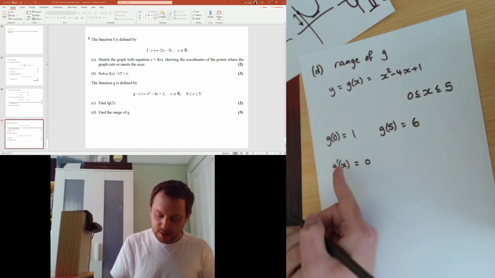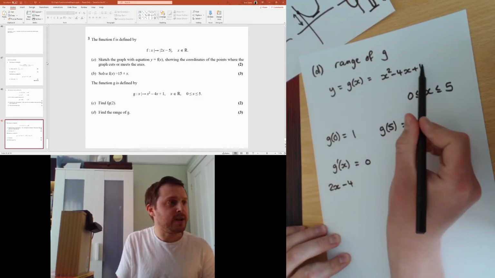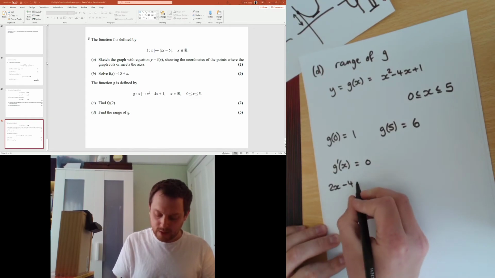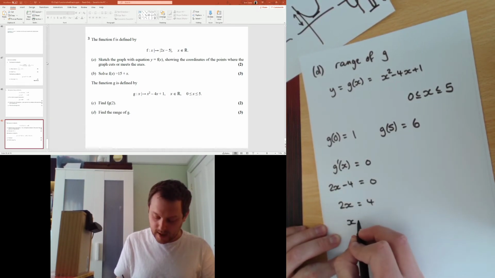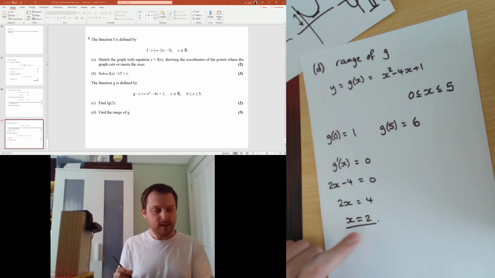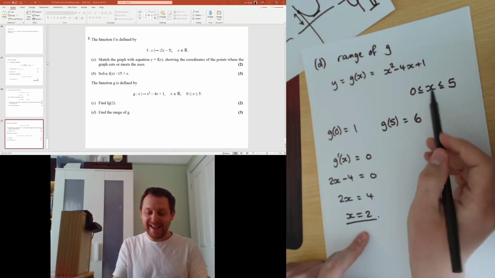So we want to solve this equation. So 2x take off 4. I've just differentiated this. 2x take off 4 is 0. 2x equals 4. x equals 2. So there is a minimum or a maximum in this interval.